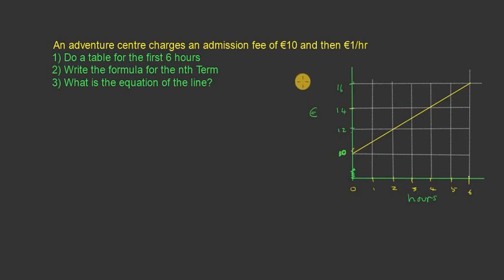Okay, here's a question you might have a look at yourself. It's an adventure centre, and there's an entrance fee of €10, and then they charge you per hour as well. So do a table for the first 6 hours, write a formula for the nth term, and then what's the equation of the line. And also, instead of having it Tn equals, when you're finished with the equation, can you turn it into maybe cost equals something? And the same with the equation of the line. Instead of having it y = mx + c, change it to be cost equals something.